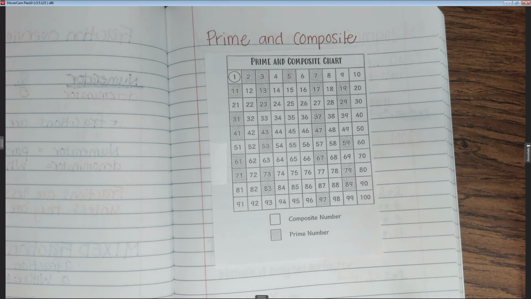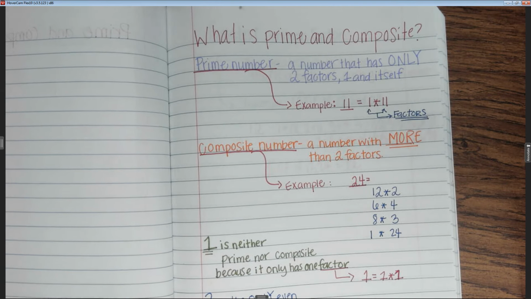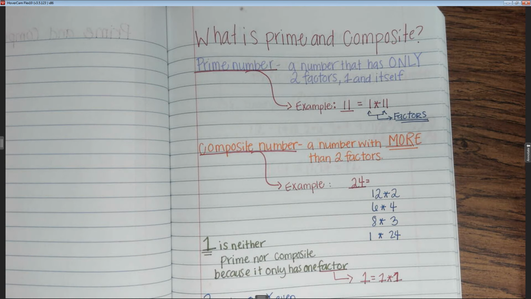And we're going to discuss what they actually are. So lots of notes coming up. What is prime and composite? So the first one we're going to look at, I'm going to remove my pen in case you want to pause and you can take notes.